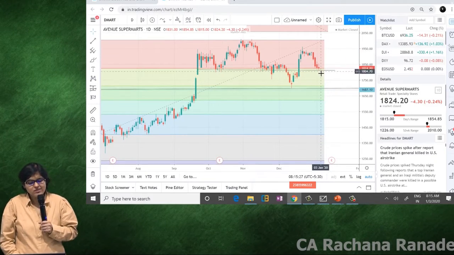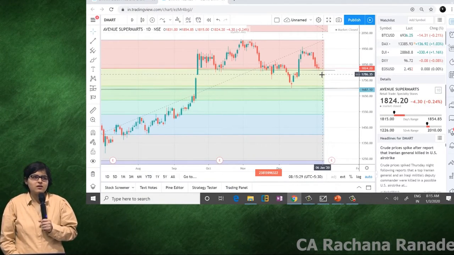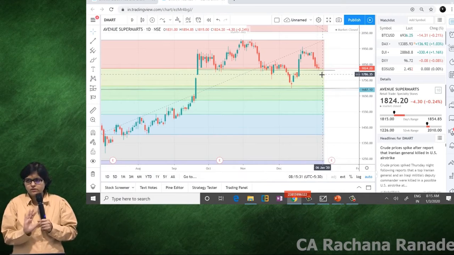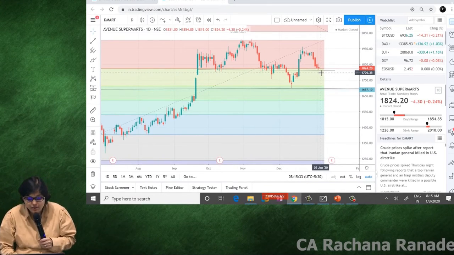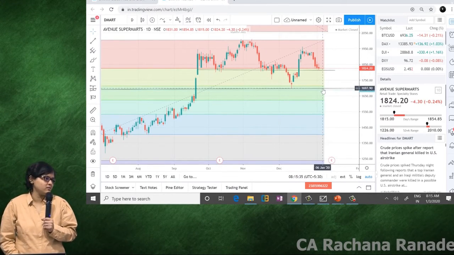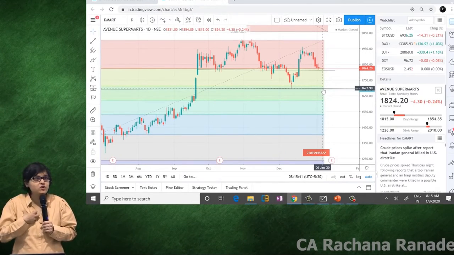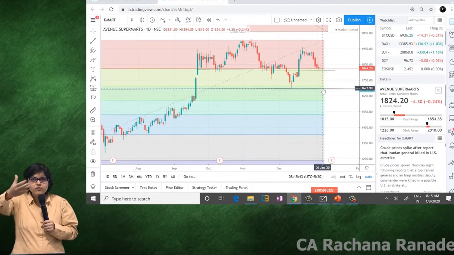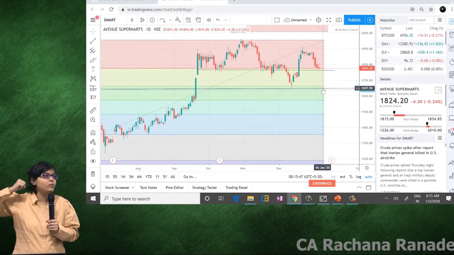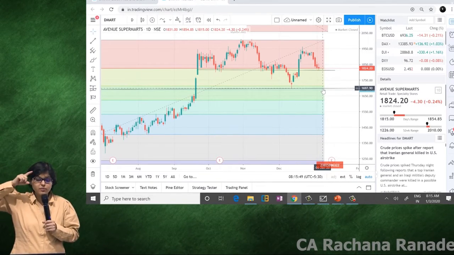Yes. If this is broken, then if you don't have the holding capacity, please quit. Because the next big support is around directly 1700. Okay? If you don't have the holding capacity, and again, that's an individual call. I don't know your financial background. I'm no one to ask your financial background. So you have to check how much you can hold back. If you can't, that's a big next fall which can happen.